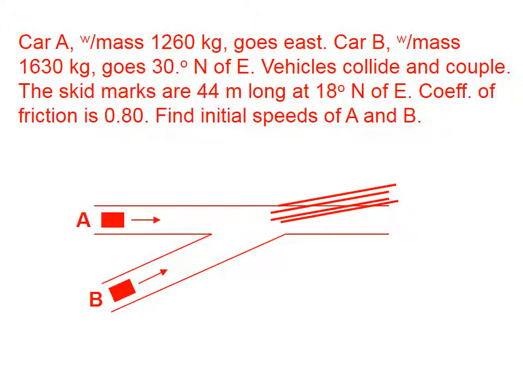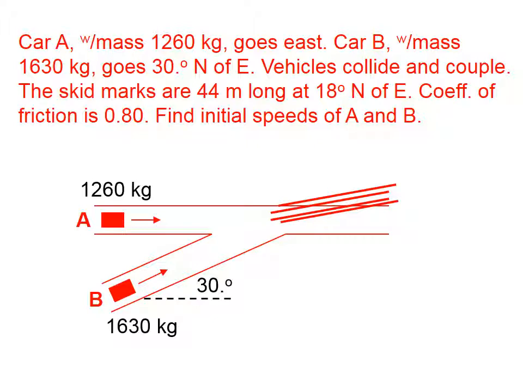So here we go. Car A has a mass of 1,260 kilograms. Car B has a mass of 1,630 kilograms. Car B is traveling 30 degrees north of east. If north is pointing straight up on this picture, east is to the right, so 30 degrees north of east would be that angle right there.